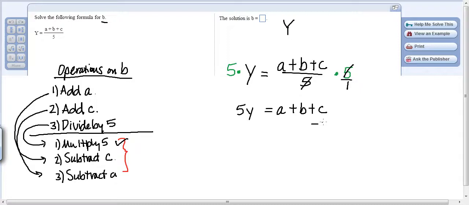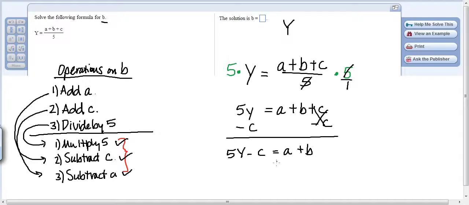Now we'll subtract C from here, and we'll come over here and subtract C. Alright, and again I'm going to write 5 capital Y minus C, it's A plus B. And then that's our second step, and our third step would be to subtract A, so we'll do that now. And so we have 5Y, capital Y again, I'll say that several times, minus C minus A equals B. And so that is the answer to this question.